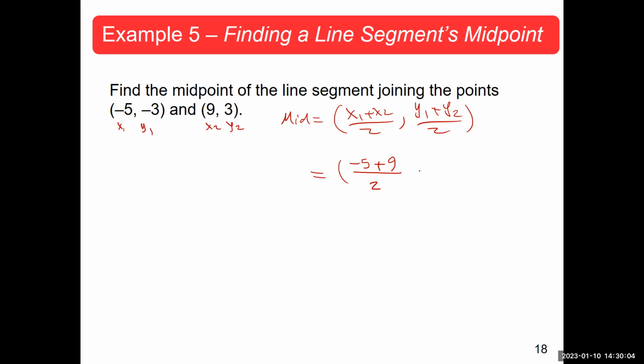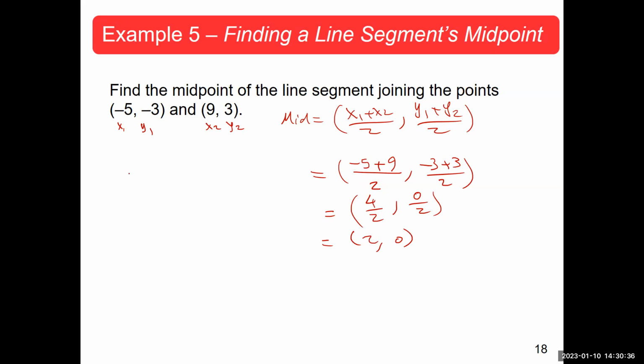Now, comma, -3 or plus 3 over 2. That will give you -5 plus 9 is 4 over 2. That's 0 over 2. Well, 0 divided by any number is 0. So the answer is (2, 0). This is the coordinate of the middle point.